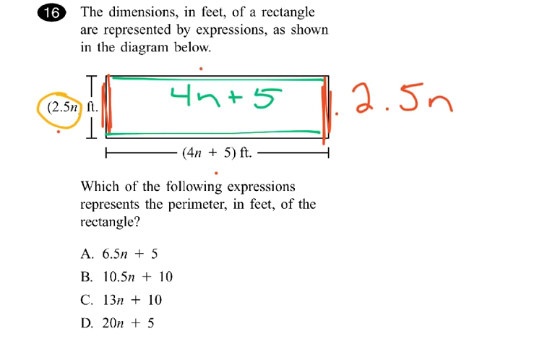How many n's do we have? Well, 2.5 and 2.5 would be 5. 4 and 4 n's would be 8n. So 5n plus 8n would be 13n. C is our answer here.